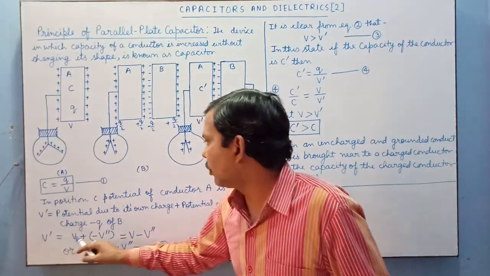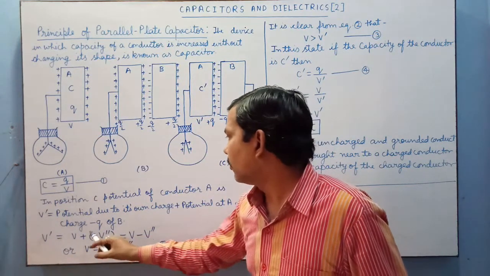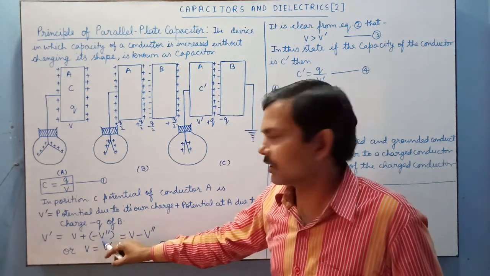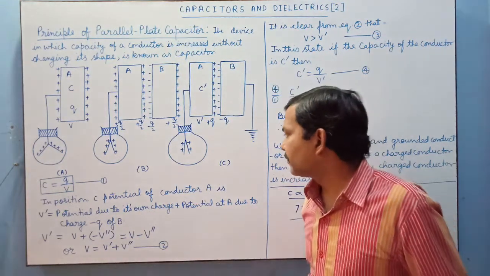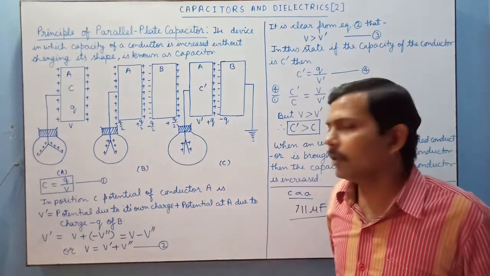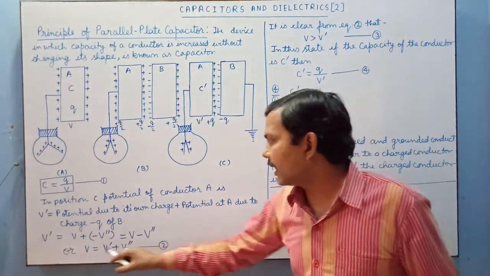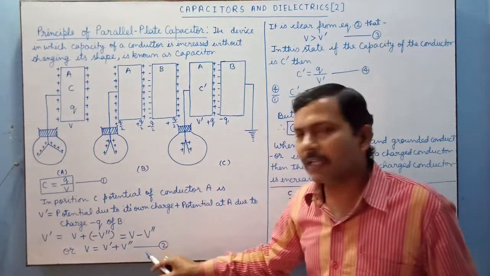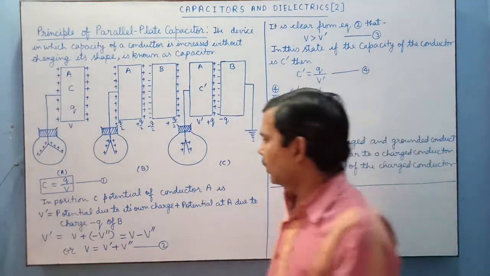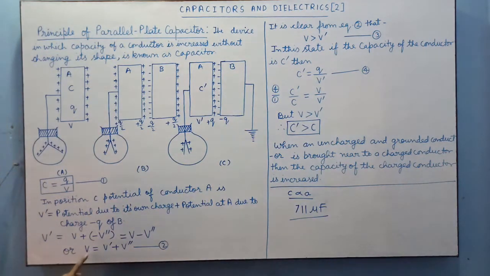V dash is equal to V, the potential of A, plus minus V double dash. Minus V double dash is the potential at point A due to charge minus Q of B. From this equation, we can write V is equal to V dash plus V double dash. You can easily notice from this equation that V is greater than V dash.